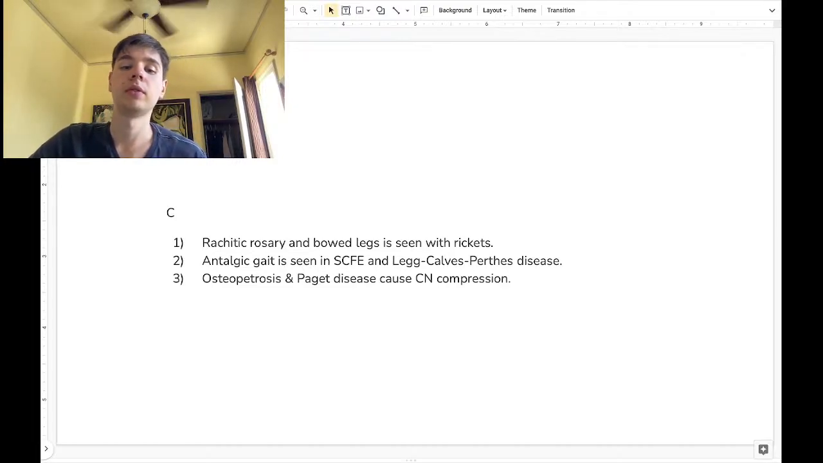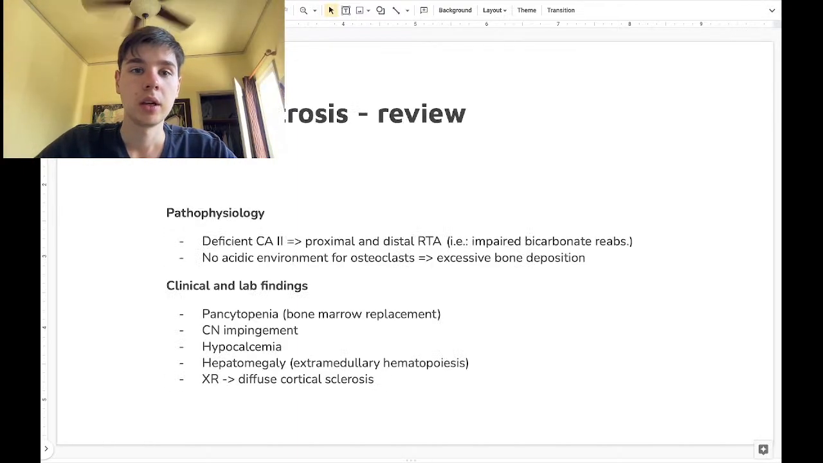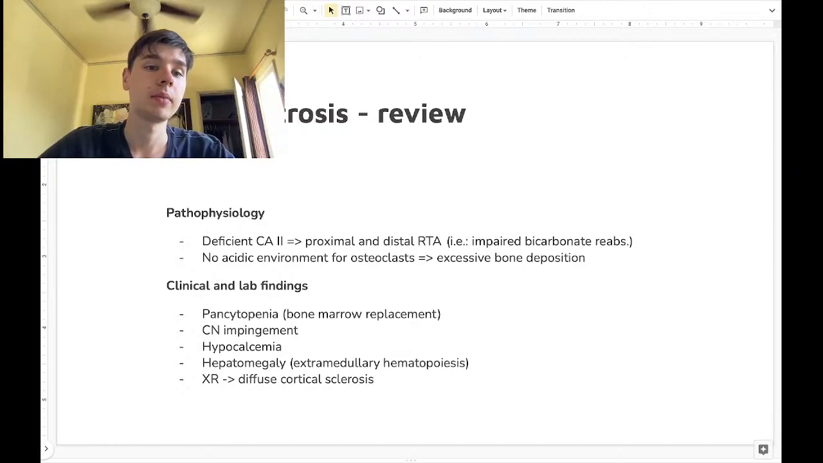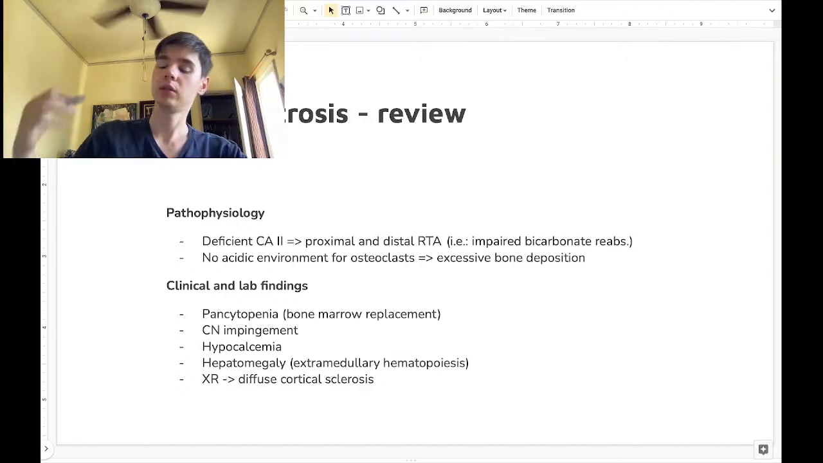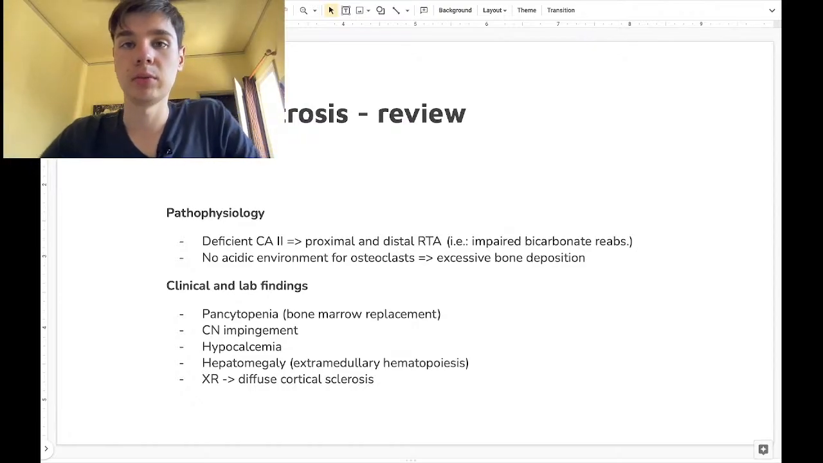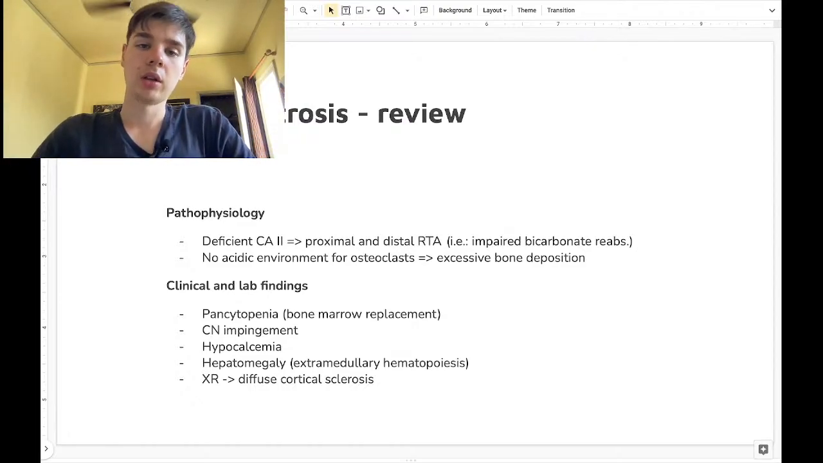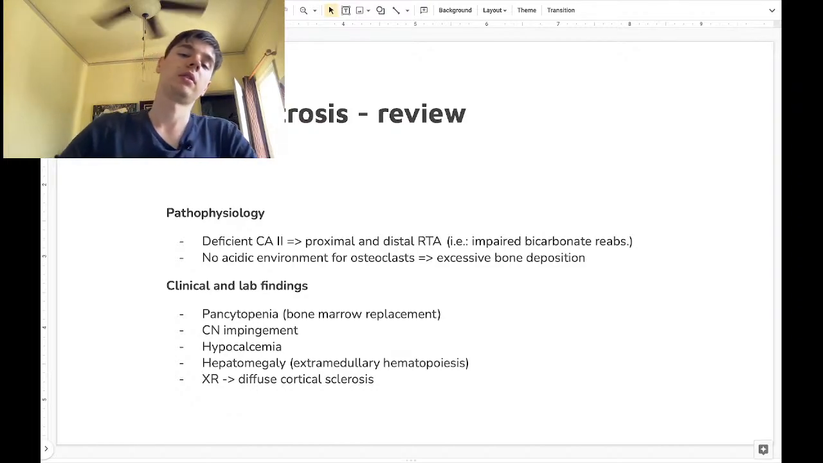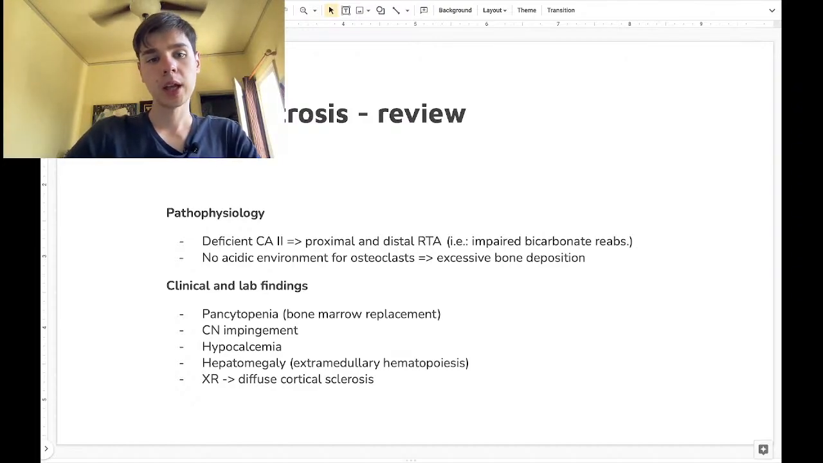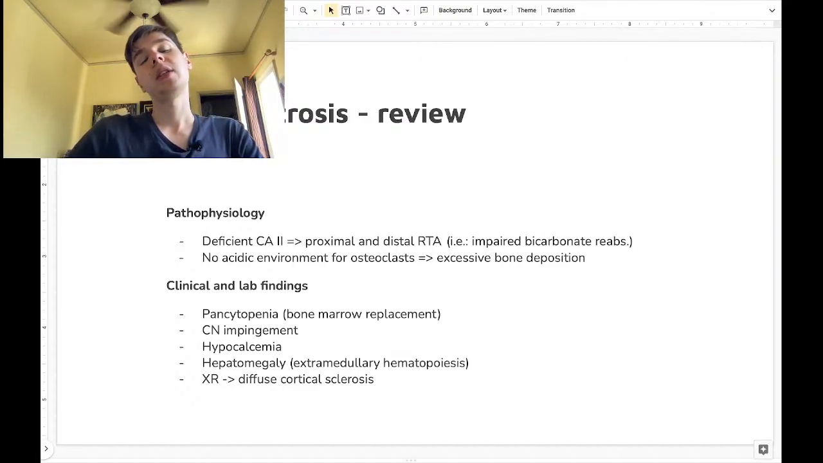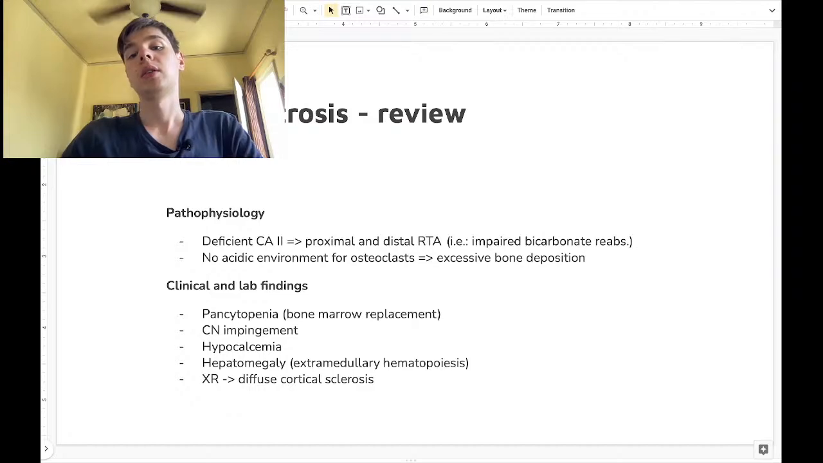Okay, then let's pursue further and review a little bit the osteopetrosis as a clinical entity. Its pathophysiology is a deficiency in carbonic anhydrase 2. This is the reason for having a proximal and distal renal tubular acidosis associated with it. For instance, if you have a proximal renal tubular acidosis, then we have an impaired bicarbonate reabsorption. Since there is no acidic environment for osteoclasts to work within, there is an excessive bone deposition.